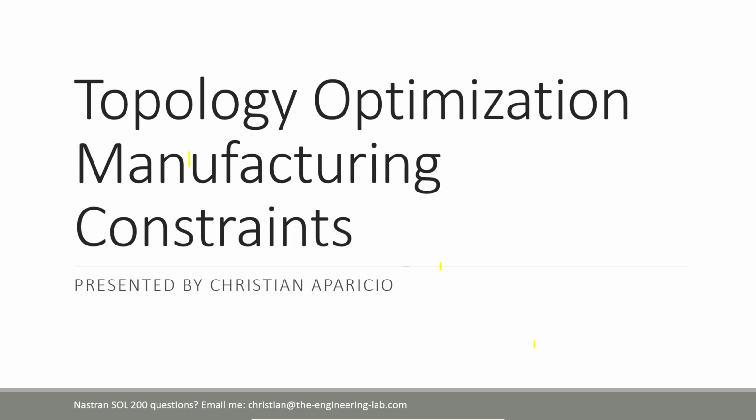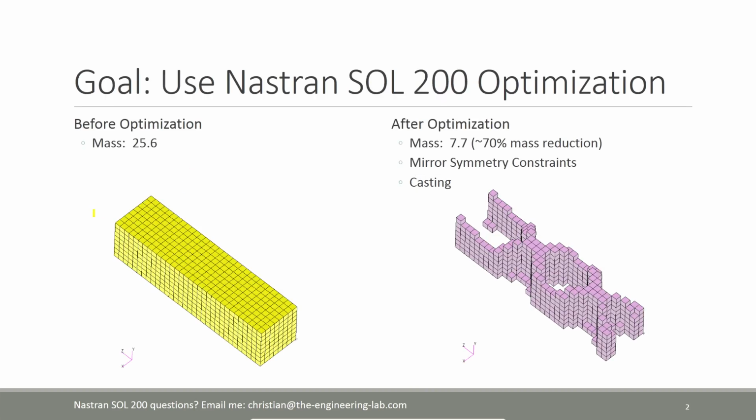This is what we plan on doing for this example. We want to take this block of material and essentially let Nastran Solution 200 find what material would be best to trim out. Our goal is to take the mass of 25.6 units of mass and reduce it by 70% until we land at 7.7 units of mass.